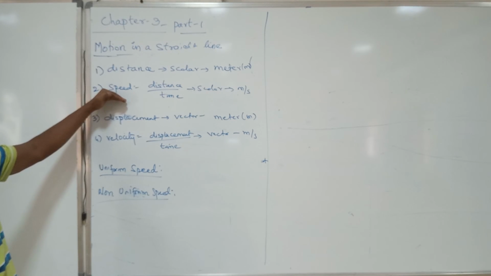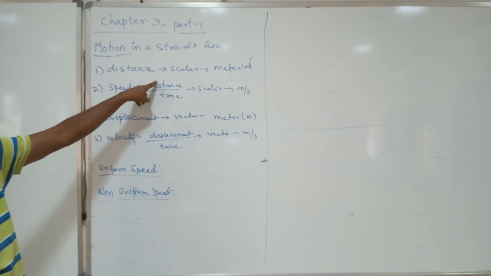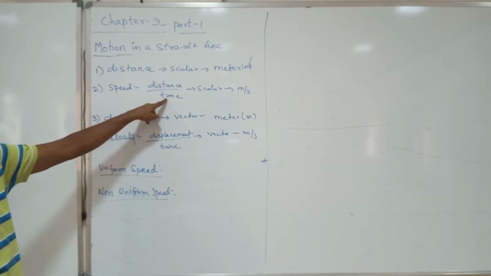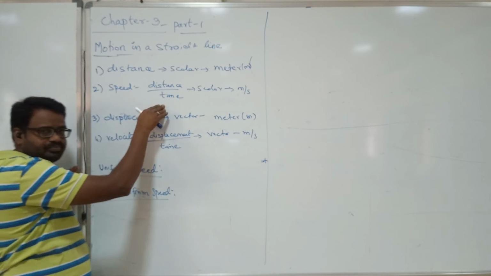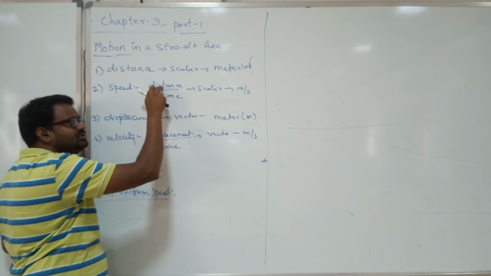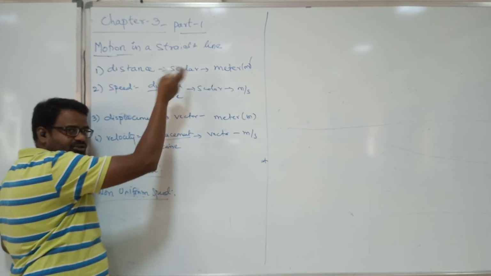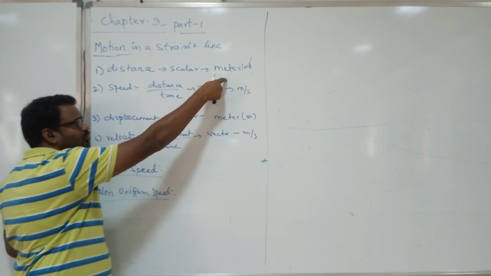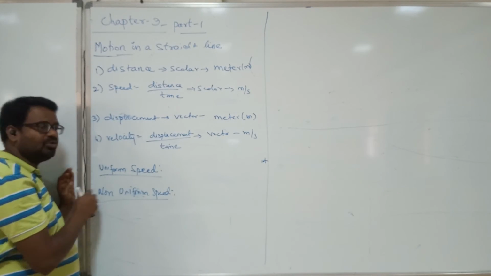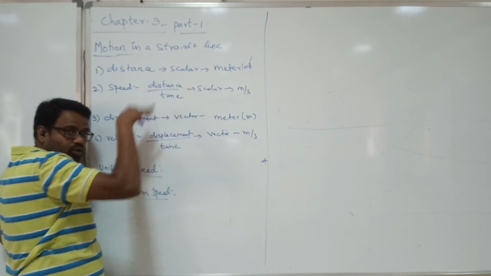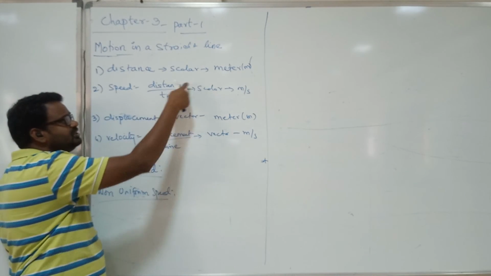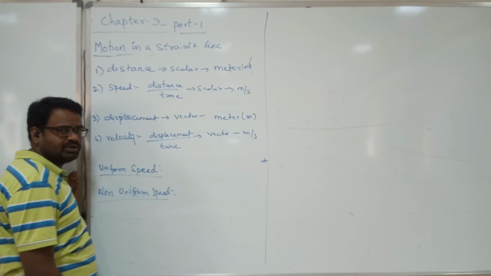Speed is defined as the rate of change of position of a body. Speed is defined as distance divided by time, right? I told you, divided by time. What is position? Distance, the change in position of a body. Rate of change of position of a body. No need to say with respect to time because we said rate of. If you don't use rate of, you can say it like this: speed is the change in position of a body with respect to time.